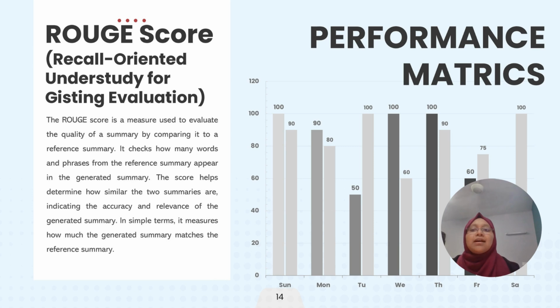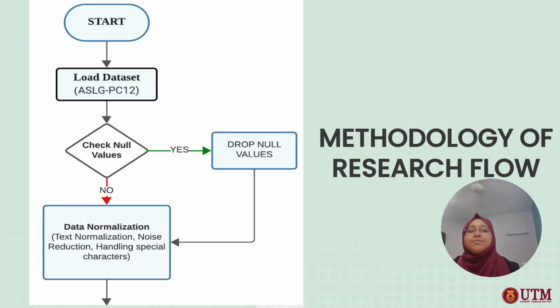So the second is the ROUGE score, which is Recall Oriented Understudy for Gisting Evaluation. The ROUGE score is a measure of how to evaluate the quality of a summary by comparing it with the reference summary. So it checks how many words and phrases from the reference summary appear in the generated summary, and this score helps in determining how similar the two summaries are. It indicates the accuracy and relevance of the generated summary. So, in simple terms, it measures how much the generated summary matches the reference summary.